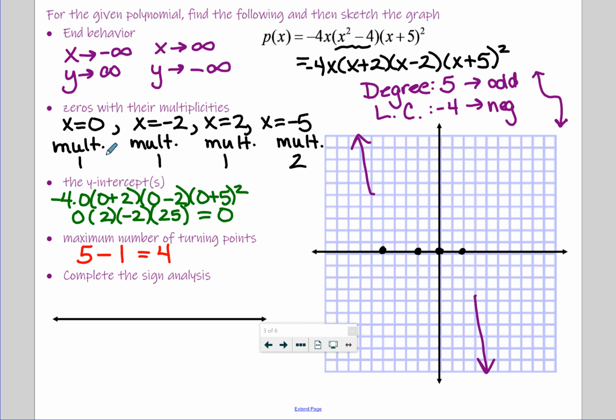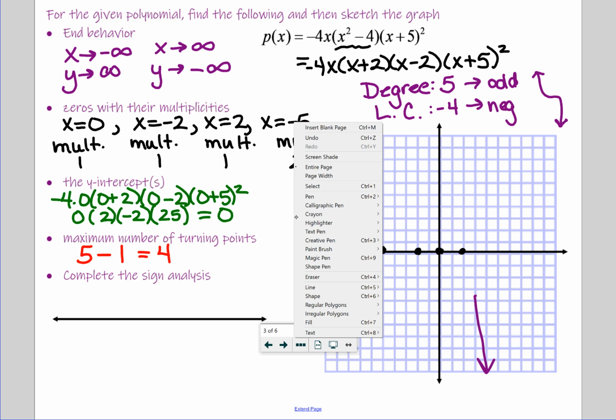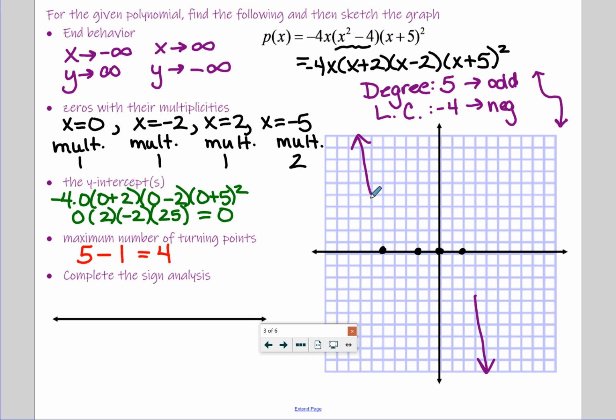And I can now look at the multiplicities to see how to connect my dots. So remember, if you have an odd multiplicity like the first three, you're going to go through those x-intercepts. If you have an even multiplicity like -5, you're going to turn around or bounce off of that x-intercept. So as I connect things from left to right, the first thing I have to hit is -5, which has a multiplicity of 2, so I'm going to turn around.